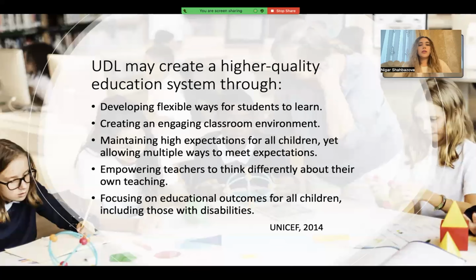And through these principles, UDL may create a higher quality education system by developing flexible ways for students to learn, creating an engaging classroom environment, maintaining high expectations for all children, yet allowing multiple ways to meet these expectations. Also empowering teachers to think differently about their own teaching. It means that teachers are now motivated to create new lesson plans. It fosters creativity among teachers, also focusing on the education outcomes for all children, including those with disabilities.